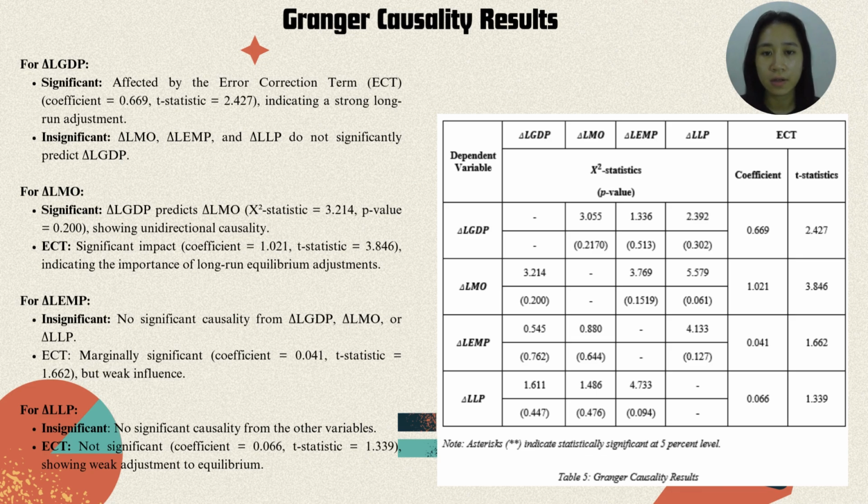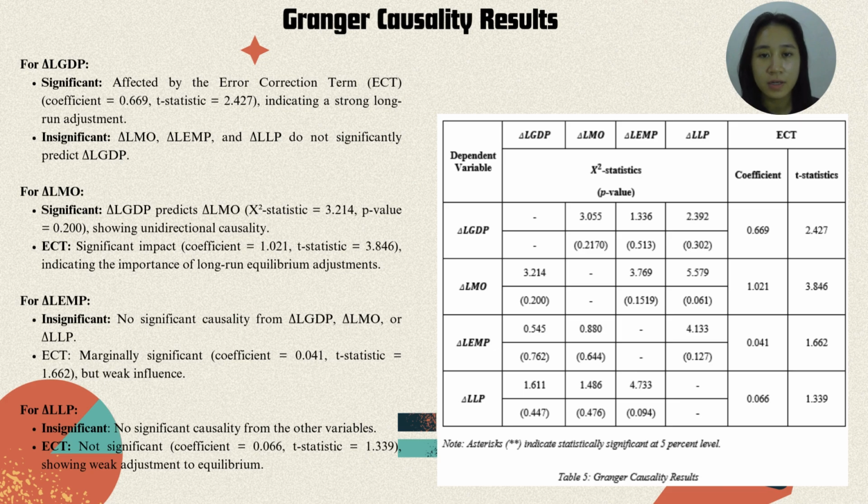For changes in LEMP, no significant causality is found from changes in LGDP, LMO, or LLP to LEMP, as the p-values are all greater than the 0.05 significance level. This means that these variables do not have a significant effect on LEMP in the short run. However, the ECT of changes in LEMP shows a significant effect, with a coefficient of 0.041 and a t-statistic of 1.662, but this relationship is weak, suggesting limited short-run influence.